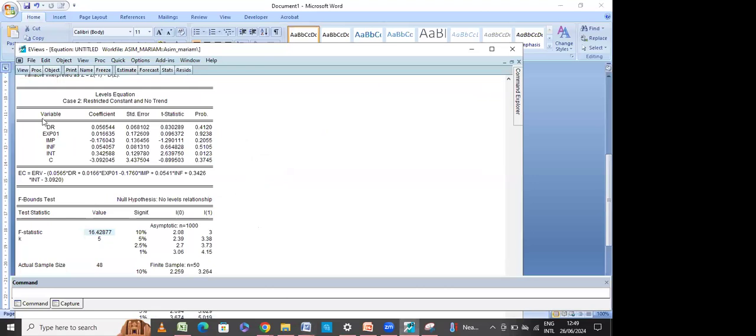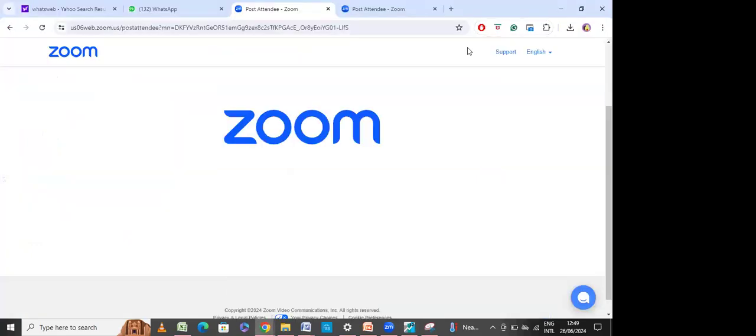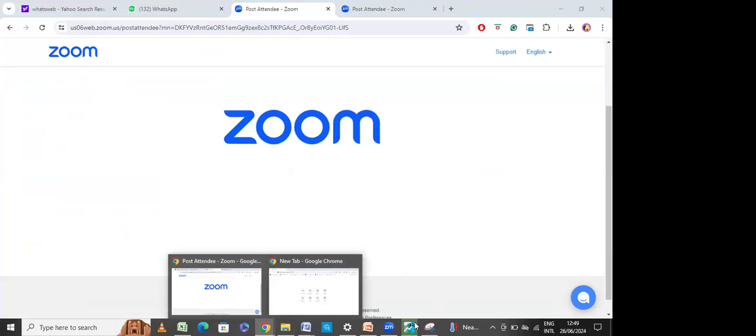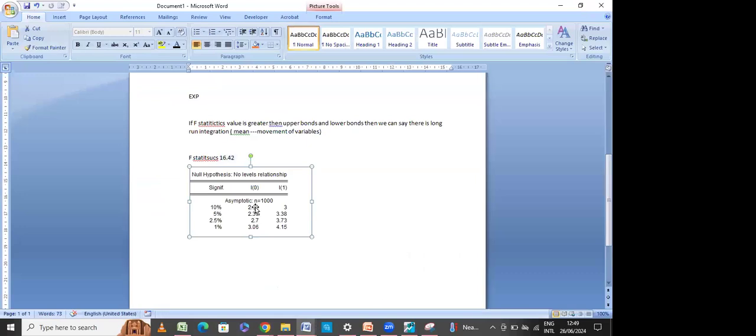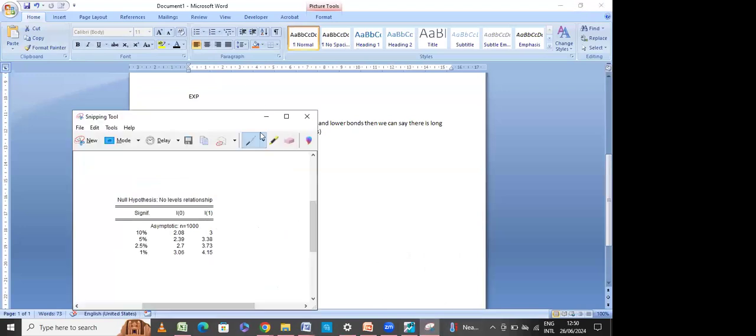Now, question is, yes. Sorry, sir, for the interruption. But theory suggests that if the F statistic is greater than the upper bound value, then there is co-integration. If it is less than the lower bound value, then there is no co-integration. Yes, definitely, you are absolutely right. If the F statistic is greater than the upper bound, you're absolutely right.